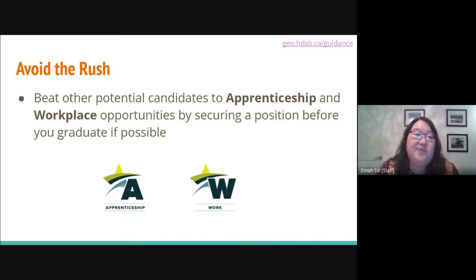Again, avoid the rush. Beat other potential candidates to apprenticeship and workplace opportunities by securing a position before you graduate, if possible.